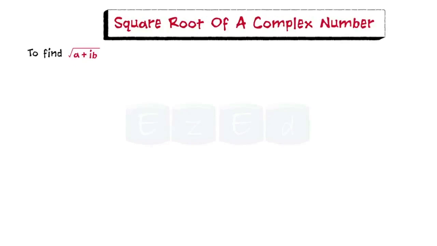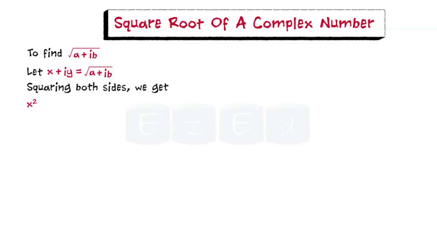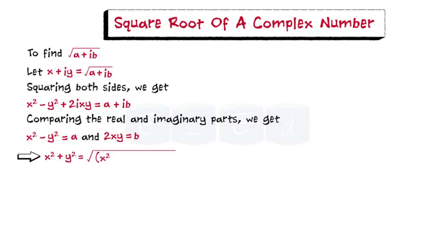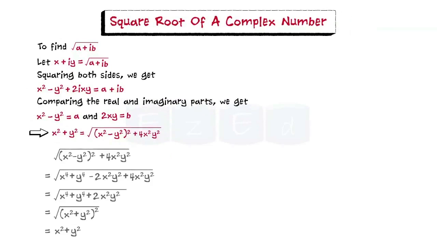Further, let us understand how to calculate the square root of a complex number, that is, to find the square root of a plus ib. Let x plus iy equal square root of a plus ib. Squaring both sides, we get x square minus y square plus 2 times ixy equals a plus ib. Comparing the real and imaginary parts, we get x square minus y square equals a and 2xy equals b. This implies x square plus y square equals square root of (x square minus y square) whole square plus 4x square times y square. But how?